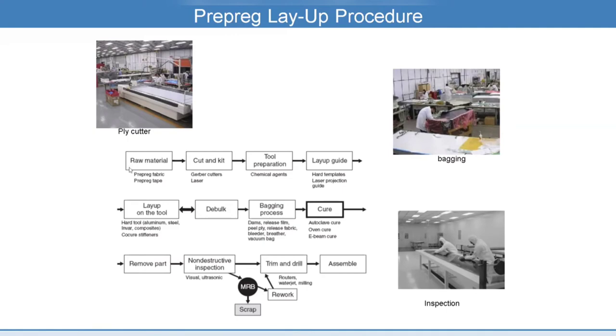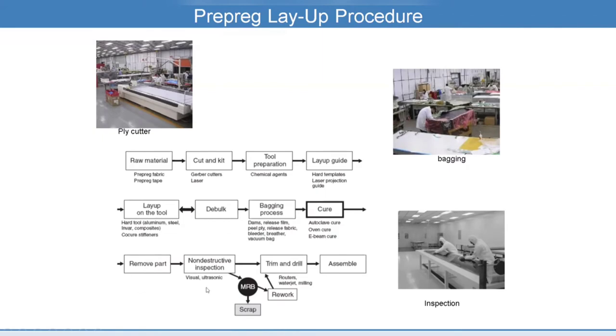Then I go through a debulk process, and I have the bagging process. The bagging process means I'm going to take and protect the lip in such a manner that I can actually pull the vacuum, and also so things don't get stuck to each other. So you need the release film so you can release the composite. You have the peel ply, the release fabric, the bleeder, the breather, and the vacuum bag. Then you go ahead and cure. You can do it in an autoclave or an oven.